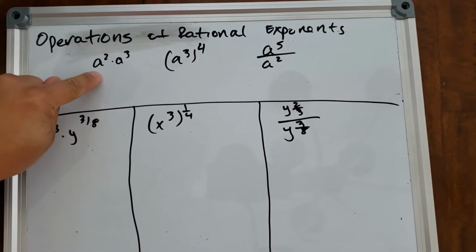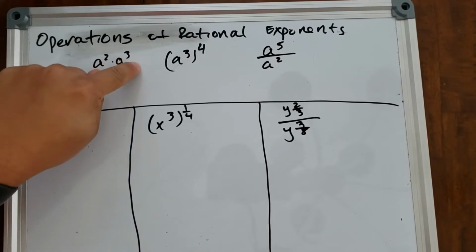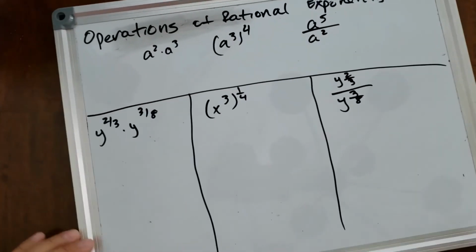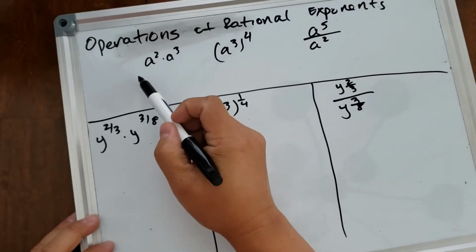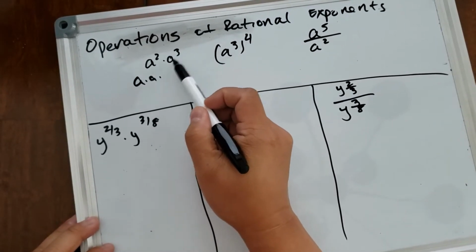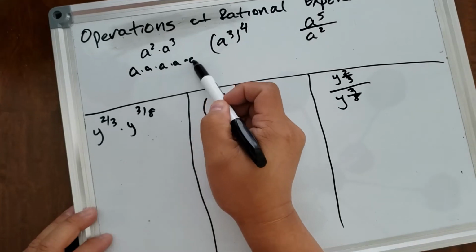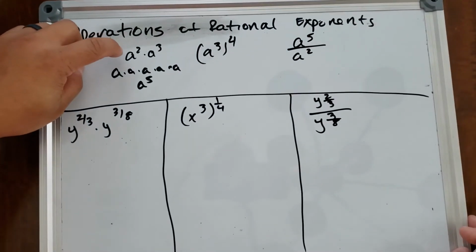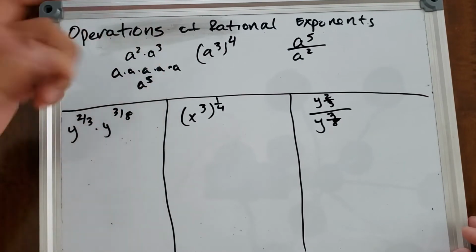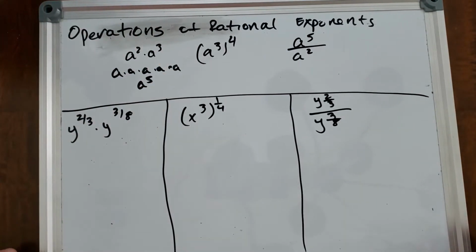So if you have a squared times a cubed, what does that give me? Well, if you remember, a squared is the same thing as a times a, and a cubed is a times a times a. And how many a's do we have here? We have a to the 5th. So all we did here was take the exponents and add them up, right?